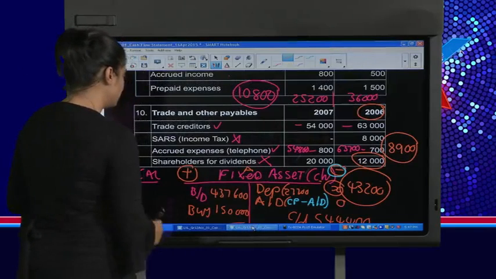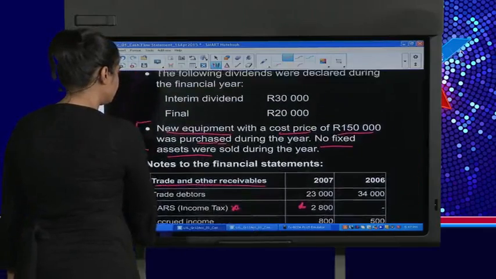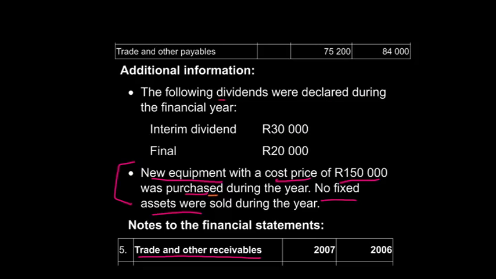So if we go back to our additional information, should be further up. Okay, there we go. The following dividends were declared during the financial year. I'm just going to include declared and paid, because remember, guys, interim is normally paid, final is declared.